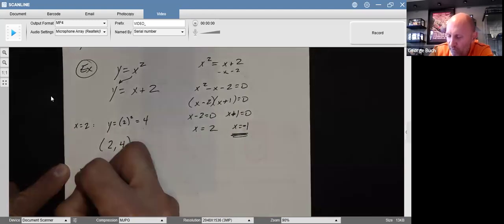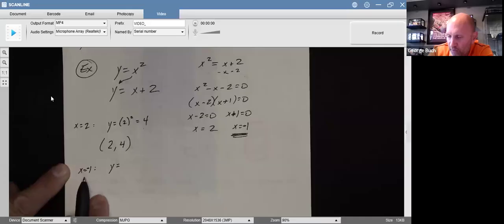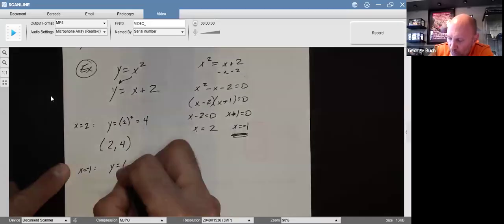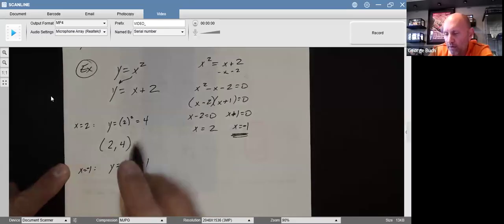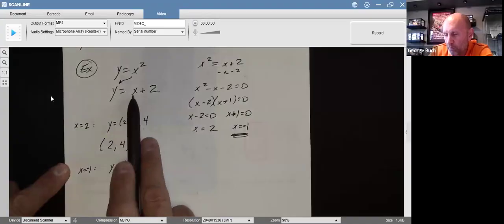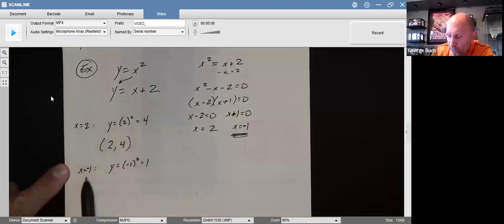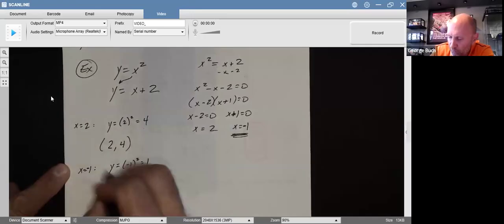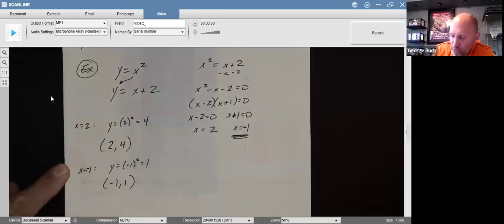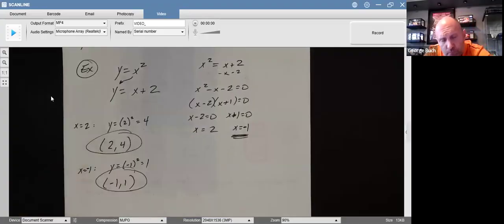So when we figure out our value for y when x is -1, again, I get y is equal to x squared, -1 squared, which is +1. And even if I plugged it in here, if I plug in x, -1 plus 2 is 1, so y is still 1. So I have another solution of -1, +1. So I actually get two solutions for this system.